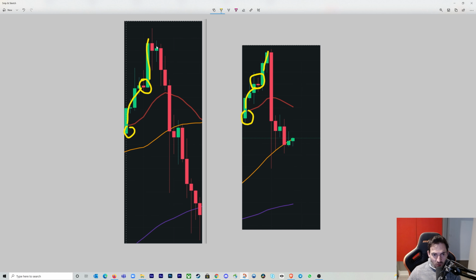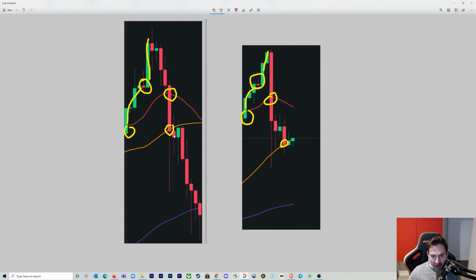Then on the way down, we had big red candles. We closed below the 20-day moving average. You see that? We've done that on both occasions. And right here in April, we ended up closing on the 50-day moving average, which is the orange line. Now this time around, we didn't, but we had a few green candles until we eventually did close right on the 50-day moving average as well.